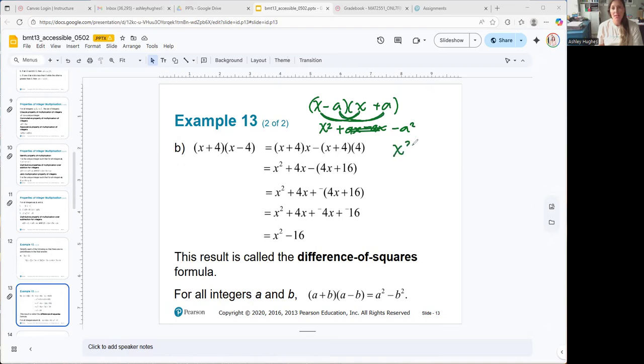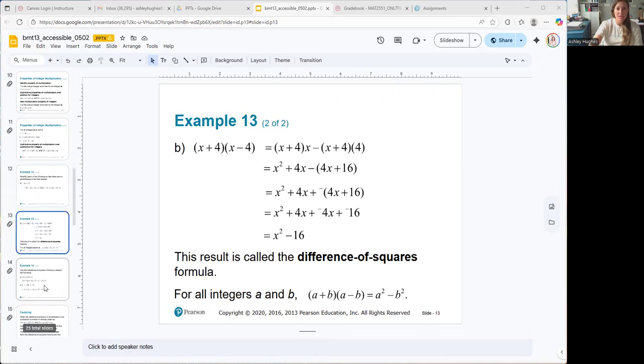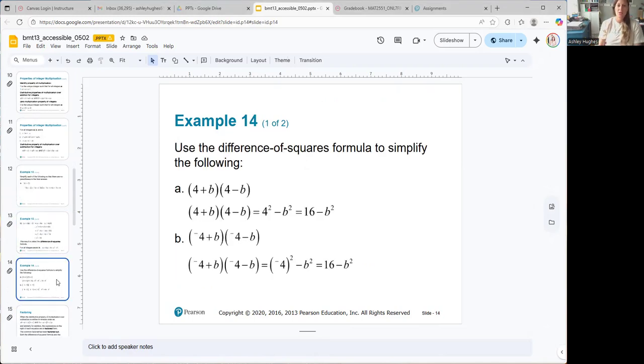And so you're always going to get x squared minus a squared, or the first term squared minus the second term squared. This is called the difference of squares. It's true anytime you see a number plus something times that number minus that something. So to simplify these really quickly, if you recognize that this is a difference of squares, it's just going to be the first guy squared, which will be 16, minus the second guy squared.